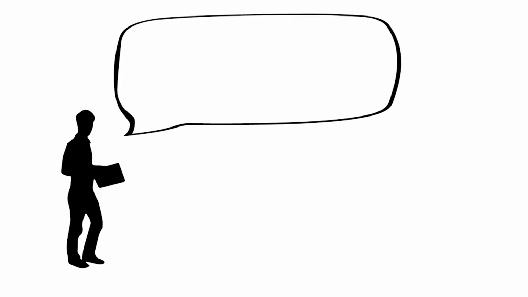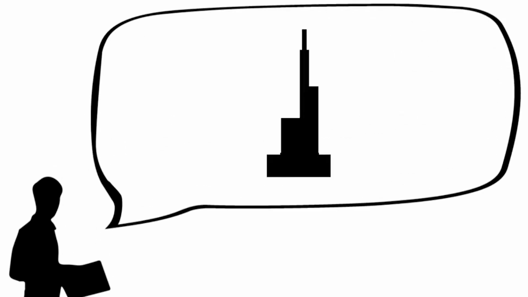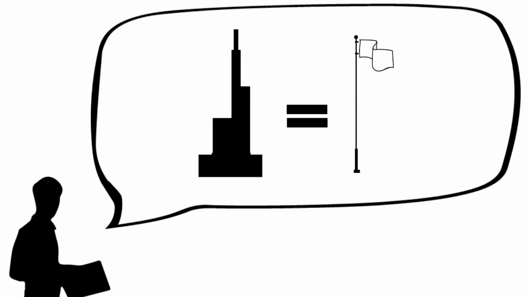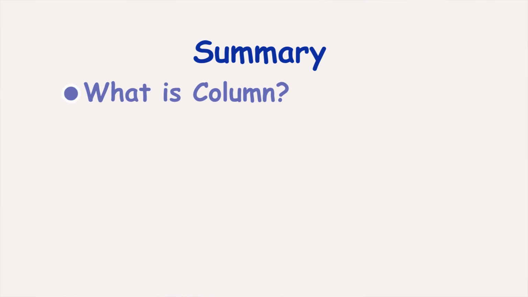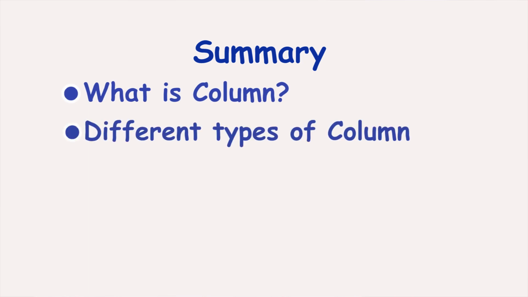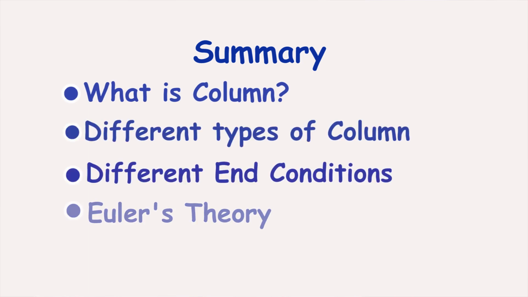Generally, a question arises in the mind of students: is a structure which is tall and cylindrical in shape an example of a free end connection? Theoretically, the answer is yes, but practically there are other major factors on which the behavior of the structure depends other than buckling. So today we studied about what is a column, different types of column, different end conditions and Euler theory.